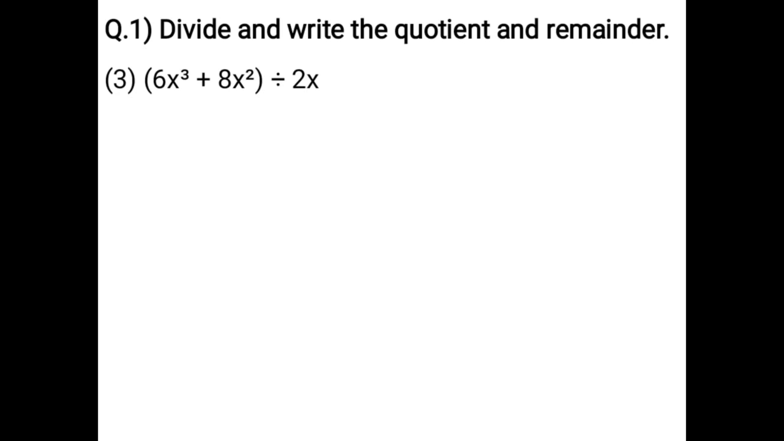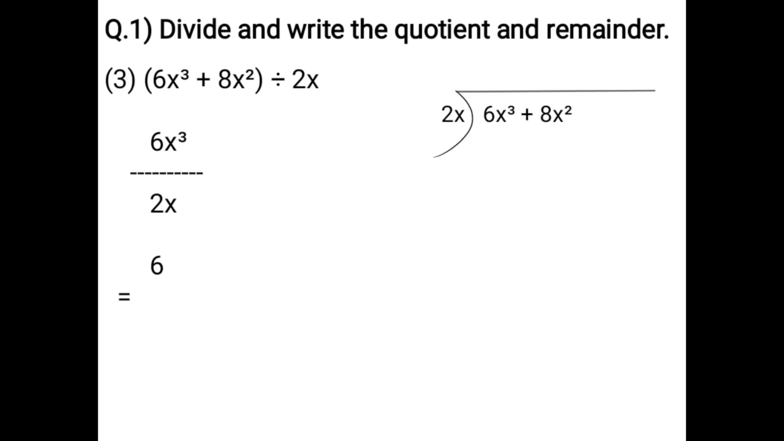Next, 6x cube plus 8x square divided by 2x. There are two terms on dividend and one term on divisor. First you have to take the single term on dividend and divide by 2x, that is 6x cube upon 2x. Next step you have to write the multiplication form of 6x cube upon 2x, that is equal to 6 into x into x into x upon 2 into x.